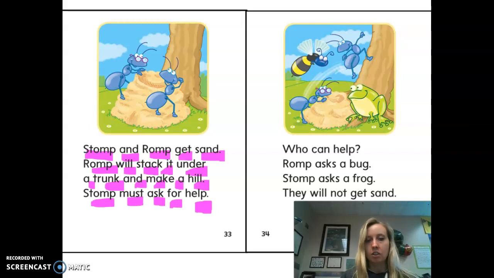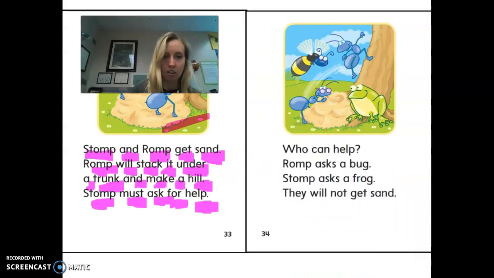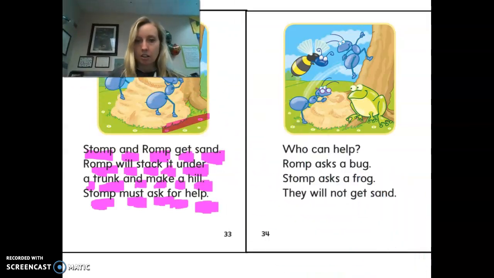Together. Stomp and Romp get sand. Romp will stack it under a trunk and make a hill. Stomp must ask for help. So he needs help making his anthill. Okay, here's the next one. Your turn.